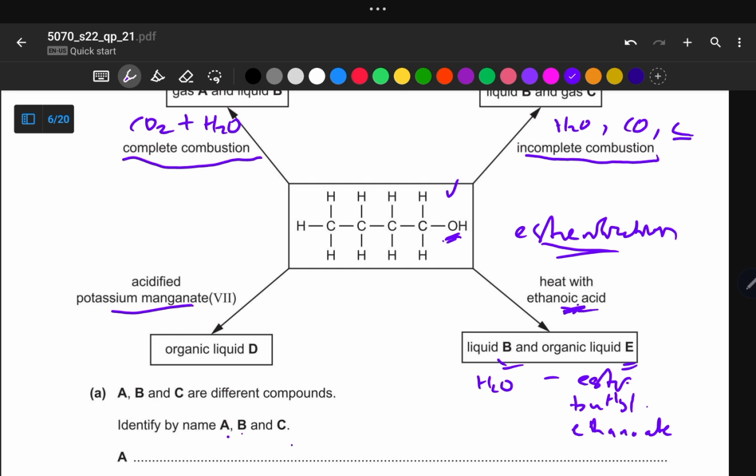And then for the reaction in the presence of acidified potassium permanganate, we're going to oxidize. So this one is an oxidizing agent. We're going to oxidize this functional group to form what we call a carboxylic acid. So we are going to have butanoic acid, right? Butanoic acid, as simple as that.